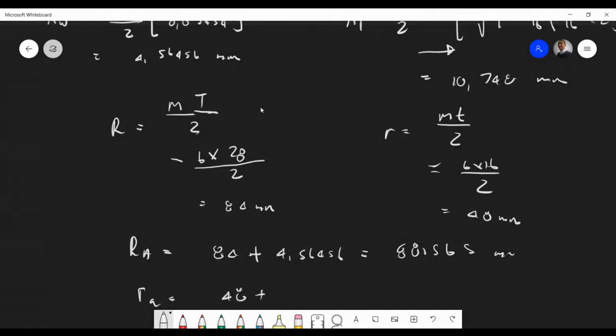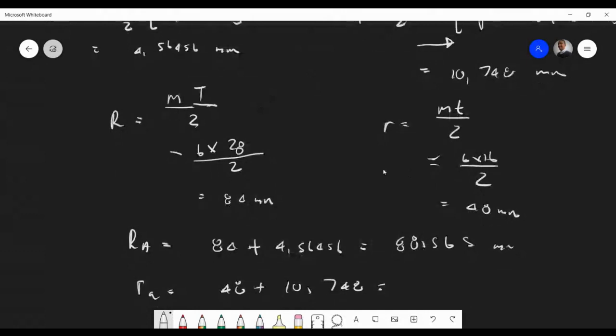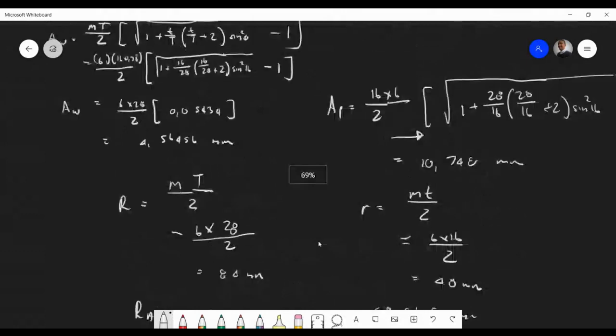For the other one, it's 48 plus 10. Can you see now the addendum is not the same now for interference? Interesting, eh? 48 plus 10.748, and we get 50. Is it 58? Is my radius right there? 48. Yes, sorry. 58.748. Yeah, no, I think I'm flipping the two around here.